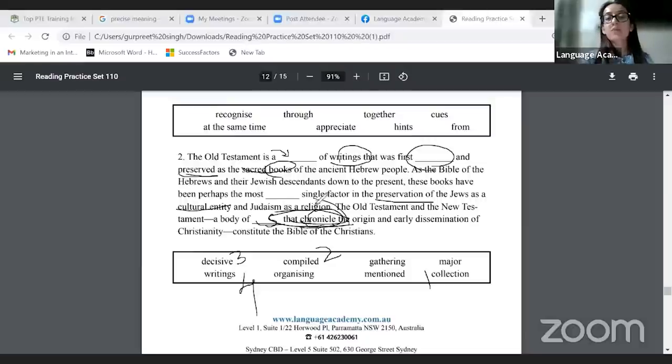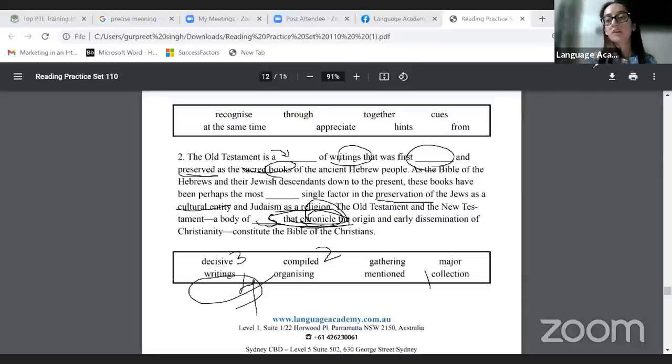So here it was not important for us to know the meaning of chronicle. No, it was just important to notice this is without S, so my noun should be with S. And they have given you only one option, which is plural writings. Smart work rather than hard work gives better result. Any confusion, anyone in this question?